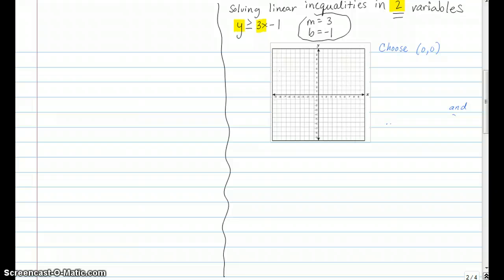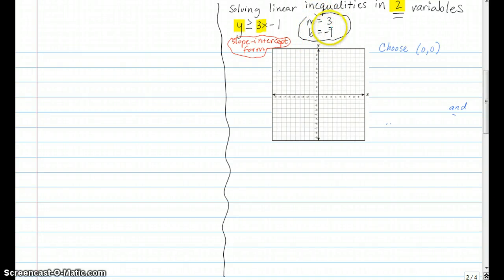Now in this example, we're going to continue to solve linear inequalities in two variables. This is y is less than or equal to 3x minus 1. There are two variables, y and x. However, this one is written in slope-intercept form. And when it's written in slope-intercept form, you use the slope triangle to graph your line.